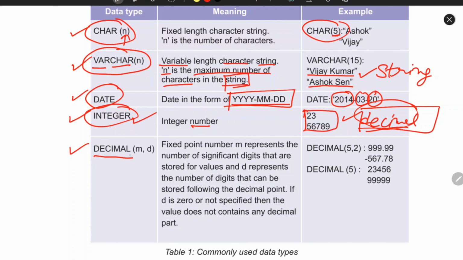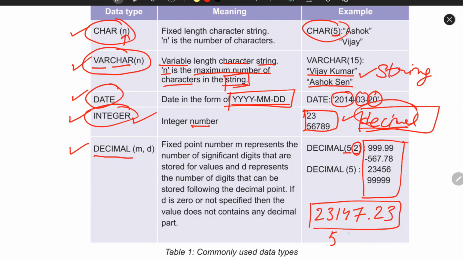And we have the decimal data type also. That means we can add fractional numbers also. Like if we have written 5 and 2 this way, that means we can add 5 digits before the dot, and after the dot we can add 2 digits, any number we can add. So this is the format 5 comma 2 which is written there. And you can read the meaning of these also here.